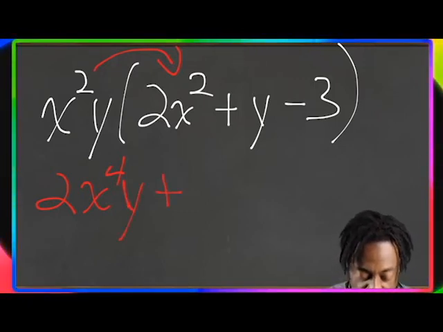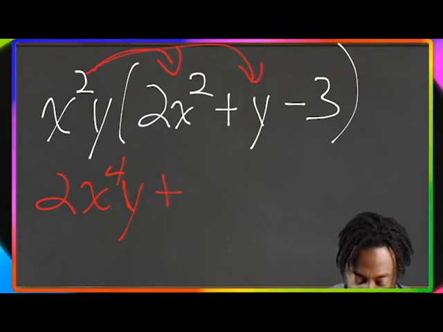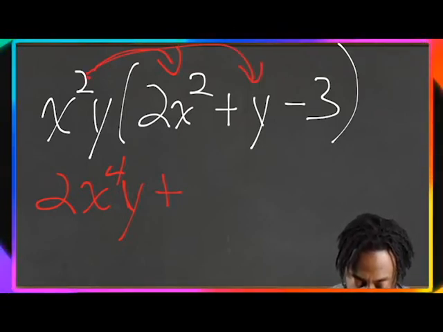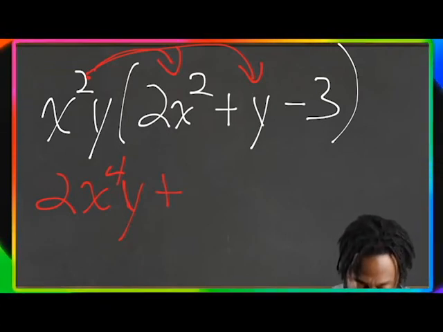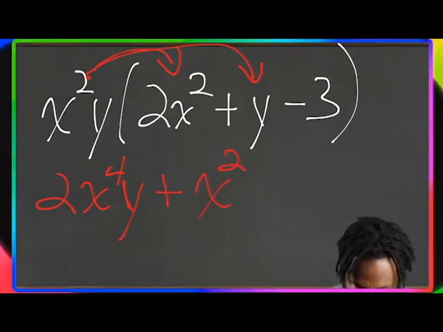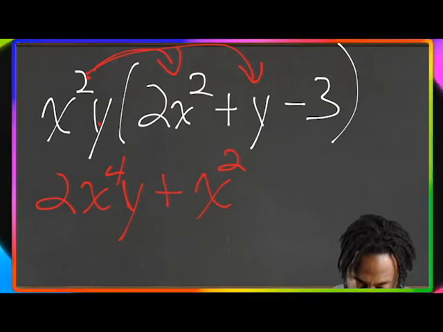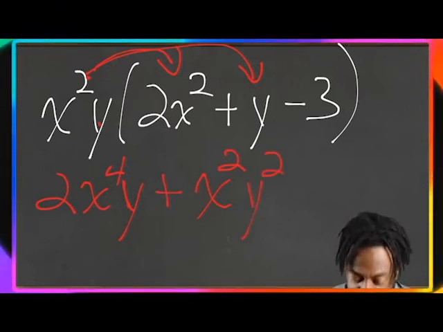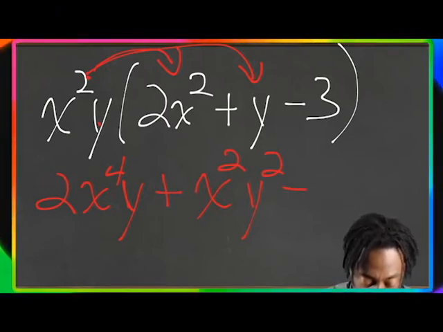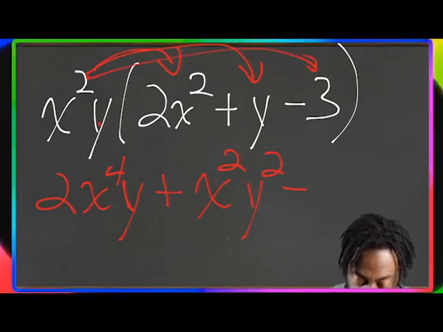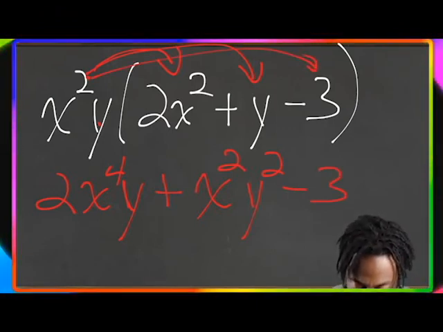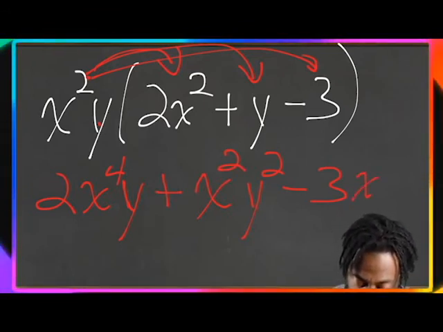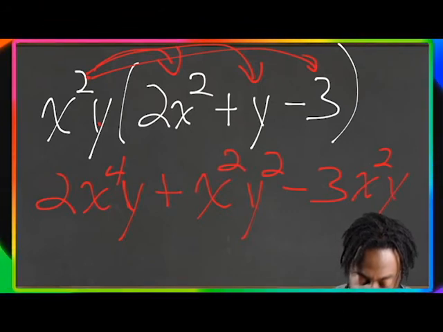Plus, this one times x squared y times a positive y, right? How many x's do you have? X squared. How many y's do you have? You have 2 of them, so it's y squared. Minus this times this one. You have a negative what? 3 times what? X squared. How many x's do you have? And how many y's do you have?